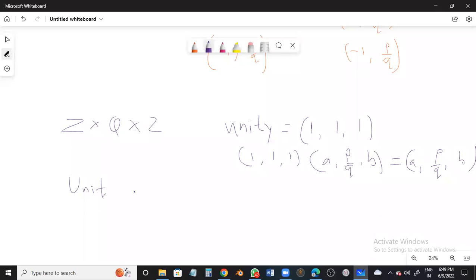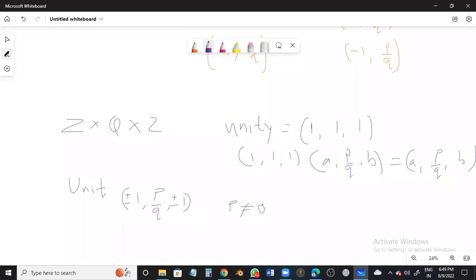Then what are the unit elements in this kind of set? For Z, you know the only unit elements are plus minus 1. For Z again here also you'll have plus or minus 1. And for Q you have every P by Q, only P is not 0. So what is the requirement for you? P not 0.